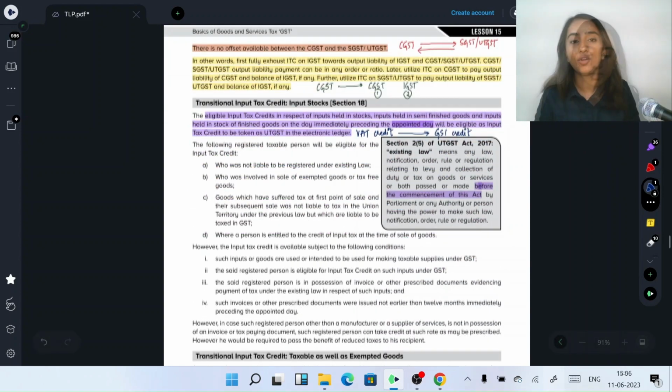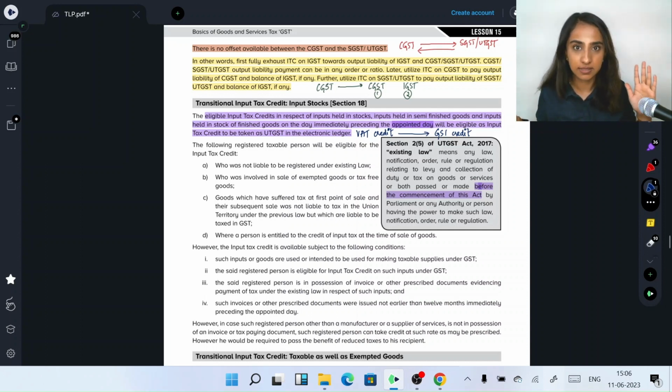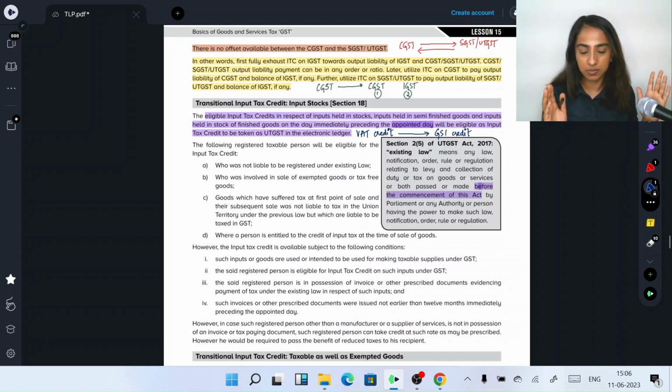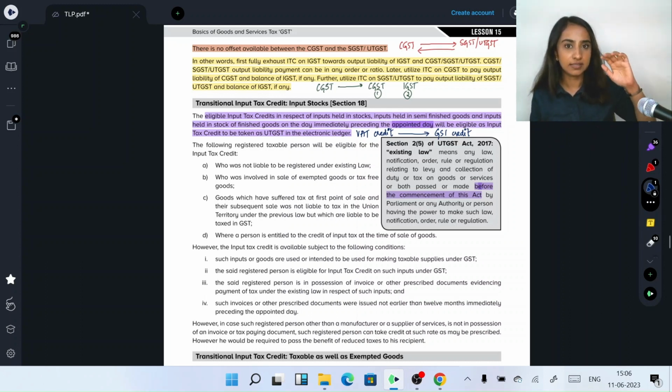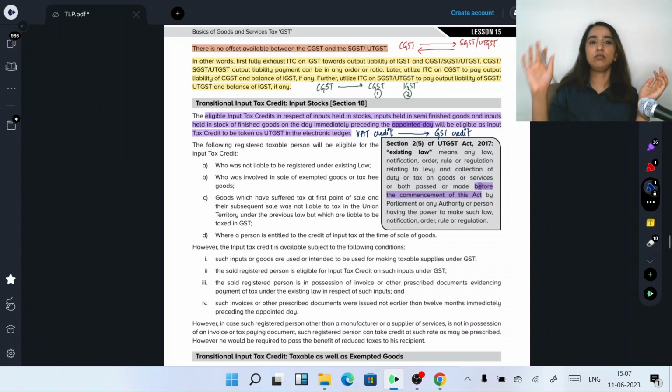Moving on to the next section, that is the transitional input tax credit. What is transition? From where did you transition? You transition from the old indirect tax regime to the new indirect tax regime, right? So earlier under VAT, CST or any other older taxes, if you held some input tax credit that you paid on purchases, let's say you had some credit in your account of 1 lakh rupees, now you are moving to the new regime.